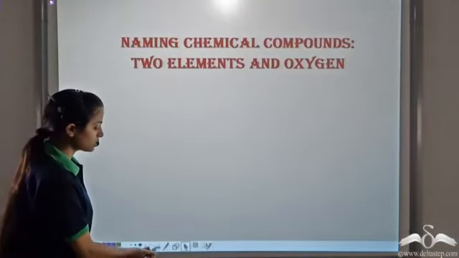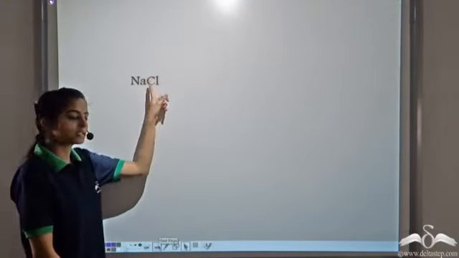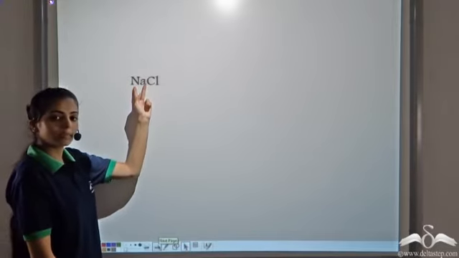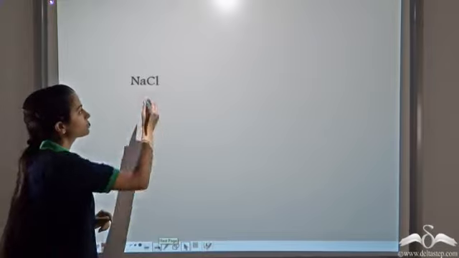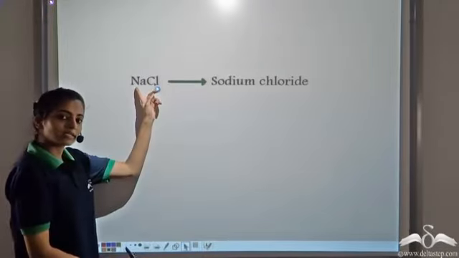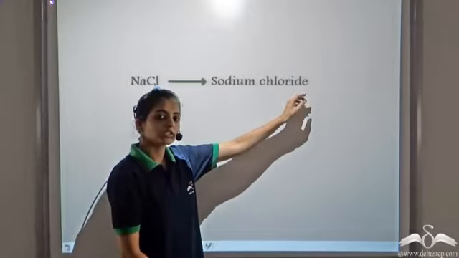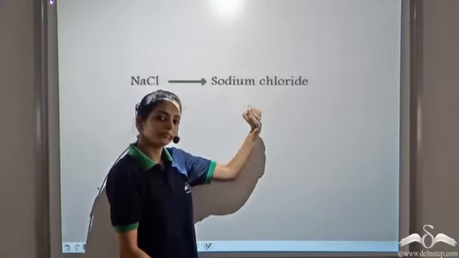Okay, so first recall, how do we name this? In this, we have a metal, a non-metal. So we know sodium is a metal, chlorine is a non-metal. So sodium remains as it is, and for chlorine, the suffix "ide" is added. So the name becomes sodium chloride.